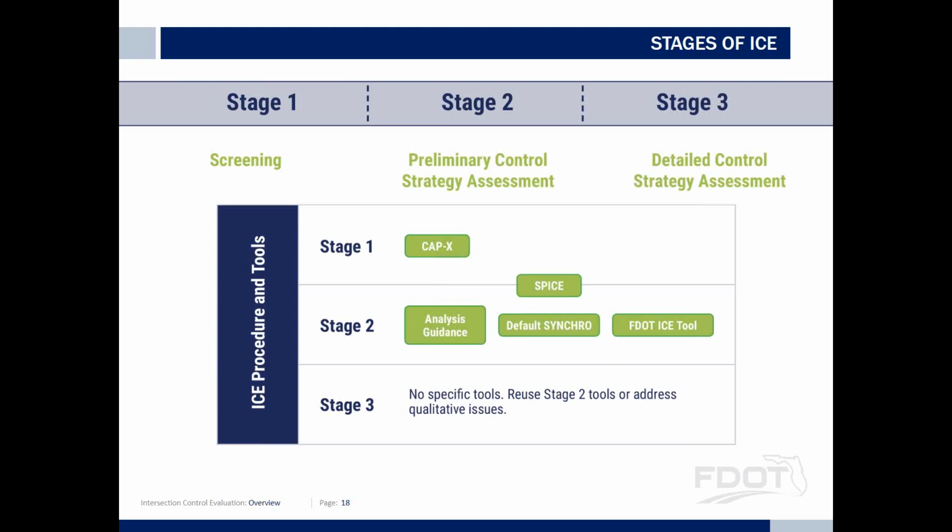So the ICE procedure and tools, stage 1, 2, and 3, you see where the tools are used. In stage 1, we're going to use Capex, and the Spice tool straddles the two stages, and I'll explain why. Then in stage 2, it's more detailed analysis. You're going to use the guidance that we provide, the default Synchro files that we've provided, and the FDOT ICE tool. We'll go into detail about that.